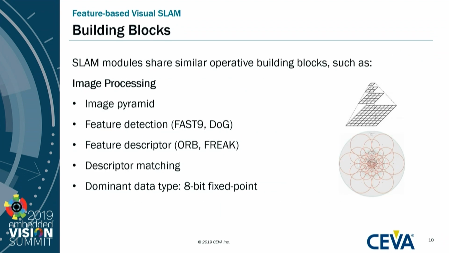All SLAM models that we reviewed share some common building blocks. Let's review some of them. One group of functions is image processing functions. For example, image pyramid, feature detection like Fast9 and DoG, feature descriptors, the popular ones being ORB and FREAK, and descriptor matching. Here we have two types of descriptor matching: matching on a frame, on a grid, and a grid search frame-based matching, and a point-to-point matching to create depth from the stereo sensor. For all of those, the dominant data type is 8-bit fixed point.